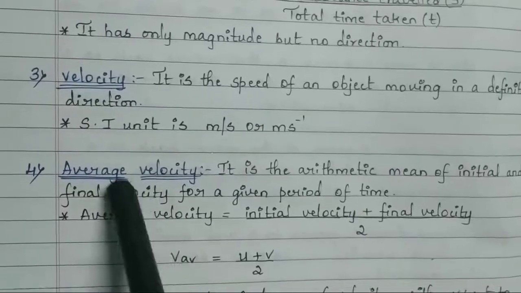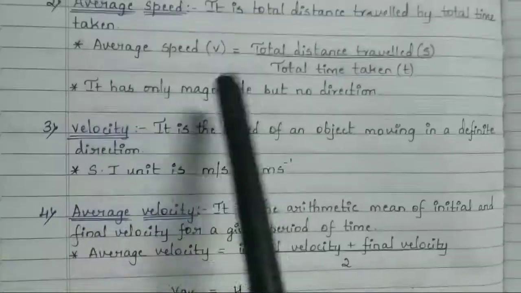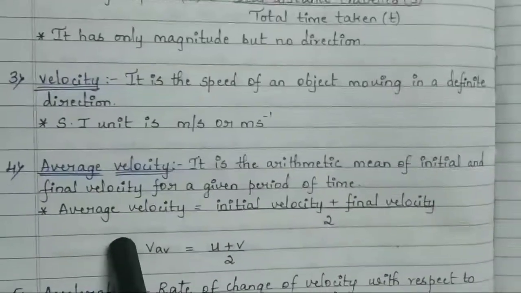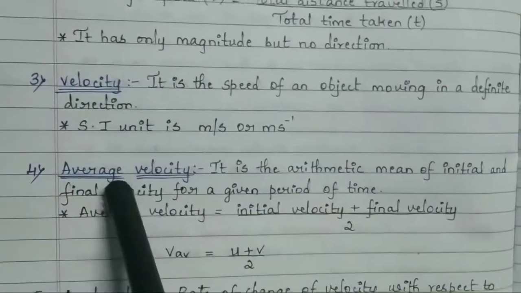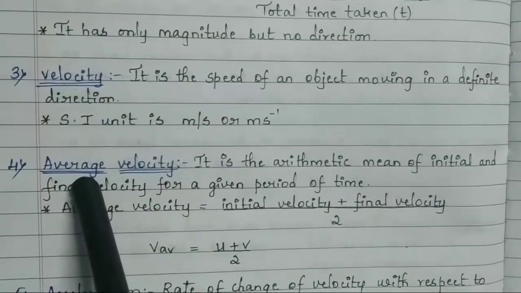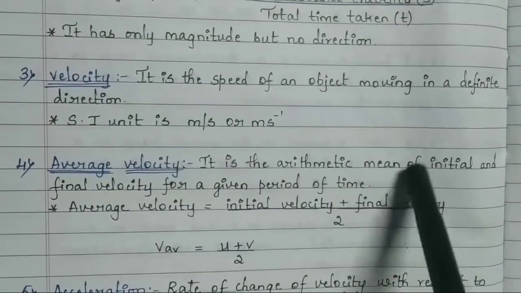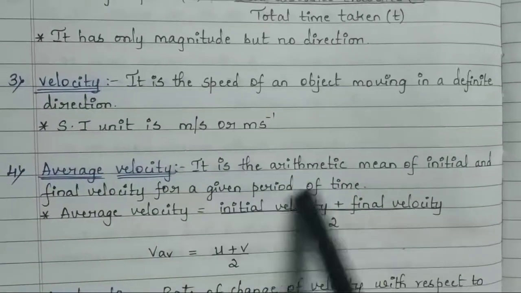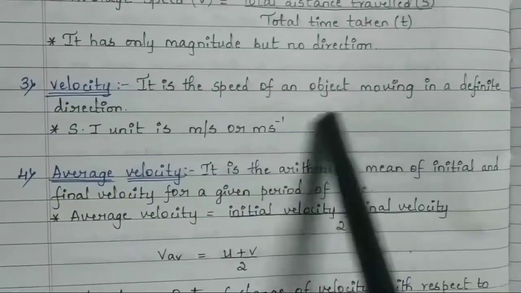Next comes average velocity. Similarly, as we have taken average speed for non-uniform motion, we also take average velocity for non-uniform motion. So what is average velocity? It is the arithmetic mean of initial and final velocity for a given period of time. What do you mean by arithmetic mean?